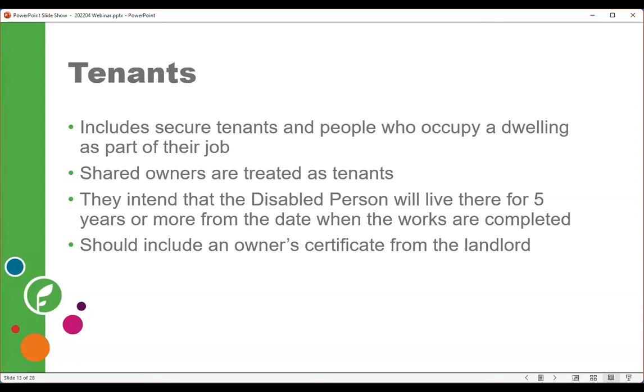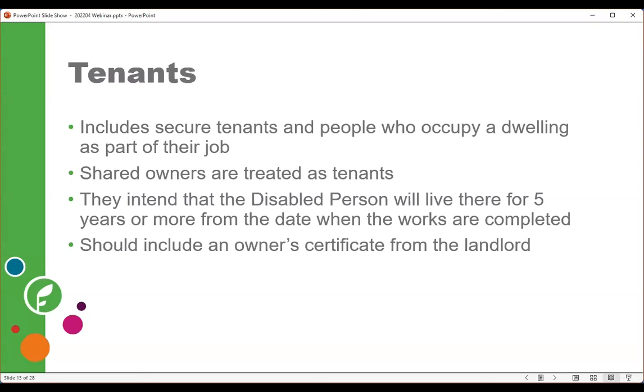So tenants include secure tenants and people who occupy a dwelling as part of their job. So if somebody lives in a flat over a shop, for example, they could be treated as a tenant. And this question comes up fairly regularly, but shared owners are actually tenants. They're basically a tenant who's paid a very big deposit for their home. But in terms of DFG, you would treat shared owners as tenants.